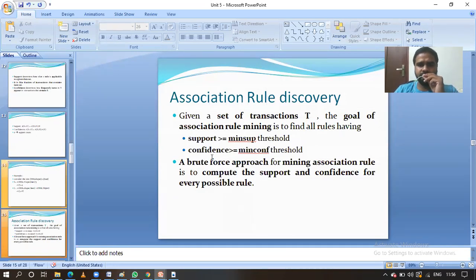Okay, for that there is one approach, the brute force approach, guys, for calculating the minimum association rule: compute the support and confidence for every possible rule. Here we have to use the brute force approach for calculating the minimum support and confidence for each and every possible rule.